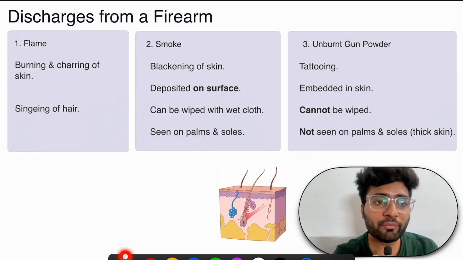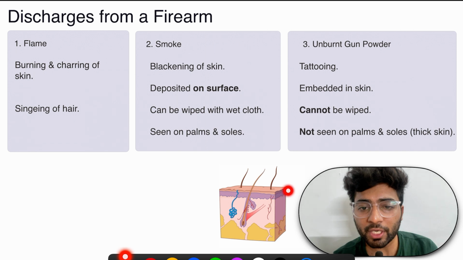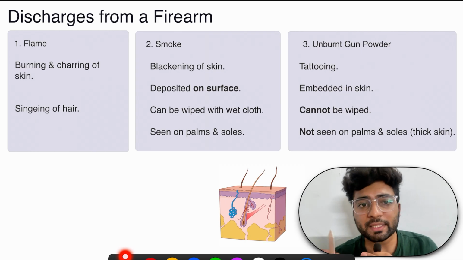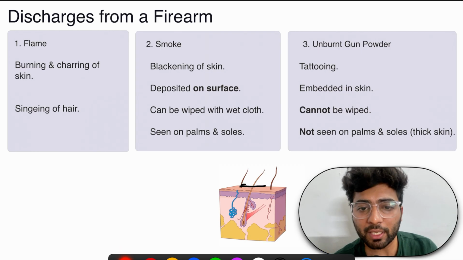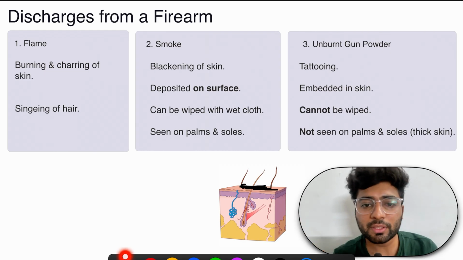So flame will cause what? Burning of the skin and singeing of the hairs, so the hairs and skin will be affected by the flame. Second is smoke. Whenever there is smoke, there will be only outer layer blackening of the skin. Smoke will cause what? Blackening of the skin.